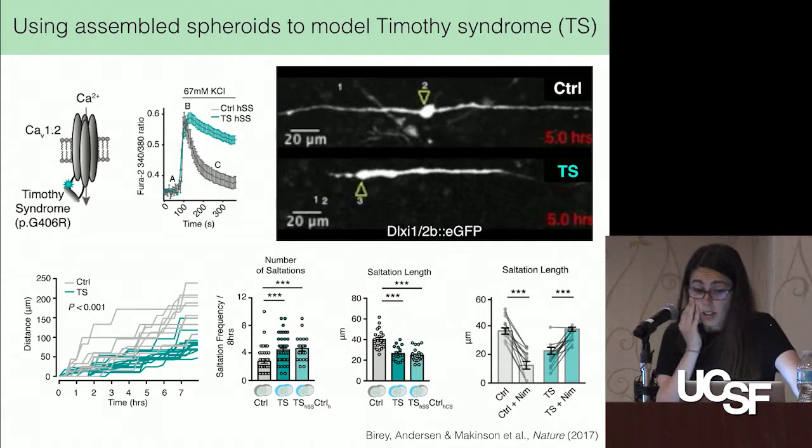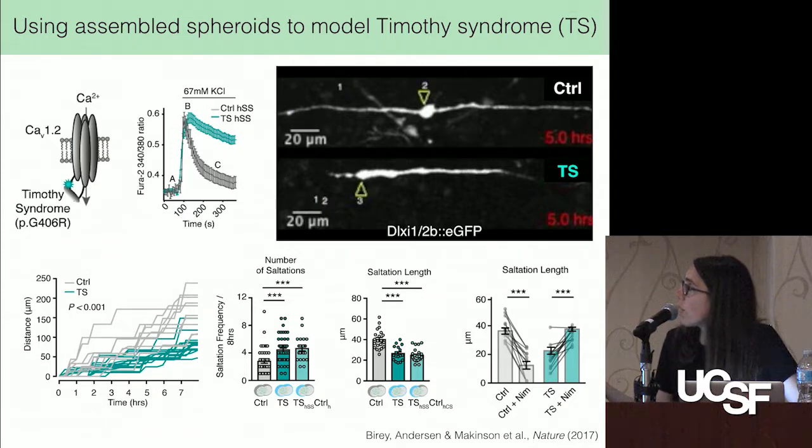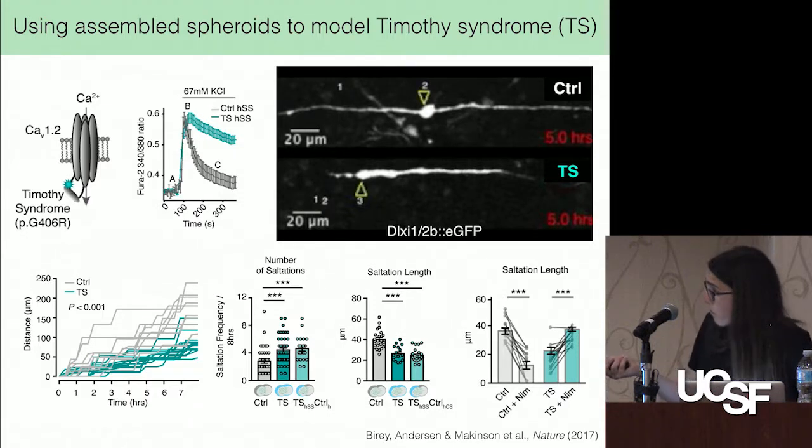And of course, we can then try to rescue this phenotype. We did this with nimodipine, a calcium channel blocker. Here we have the control cells, and this is the saltation length. Here we have the TS cells. At baseline, the TS cells have much shorter saltations. When we add this drug, this is rescue, and the saltation length is back to a control level.